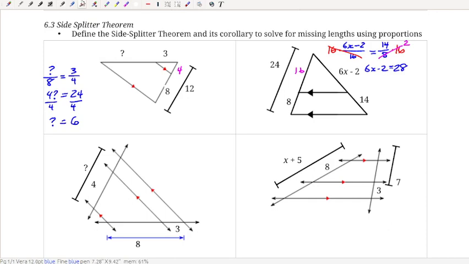And then I've got a straight up linear equation that I can just solve. So move the 2 to the other side. So I've got 6x equals 28 plus 2, which is 30. And divide out the 6 to get x equals 5. Depending on what they asked you for, if you needed to actually find this, you would plug it back in, 6 times 5 minus 2, and get a number for this length.